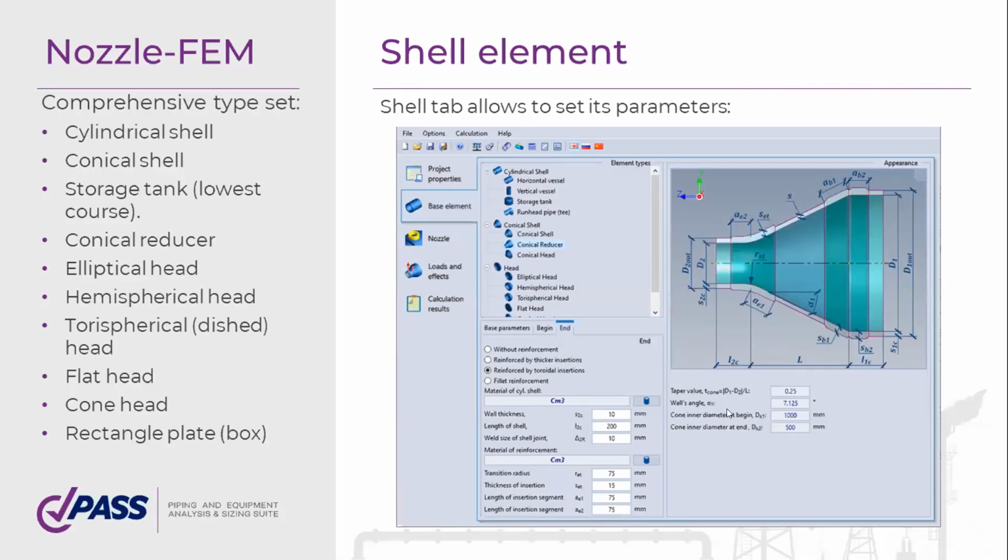Okay, now about geometry. What kind of shell elements are included? Practically all kinds of shells: cylindrical shells, conical shells, shallow storage tank, also conical reducer, and different kinds of heads, including hemispherical, torispherical dish head, elliptical head, and flat surface, including even rectangular plate.